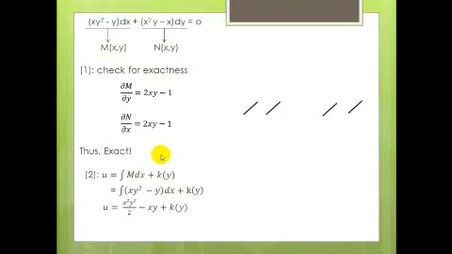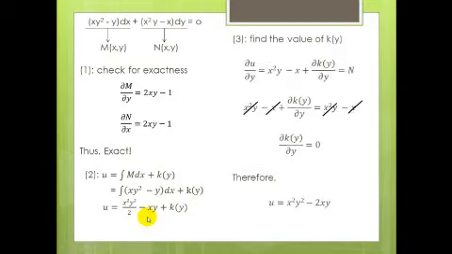We have here u is equal to the integral of M dx plus the constant k(y). Substituting the value for M, which is xy² - y, and then integrating it, we arrive at the answer u is equal to x²y²/2 - xy plus the constant k(y). Step 3. We now find the value of the constant k(y).